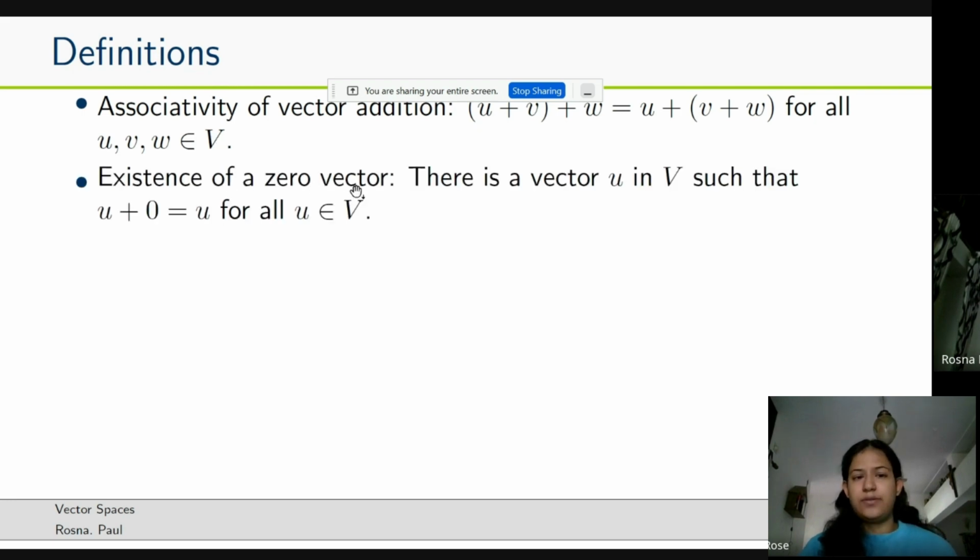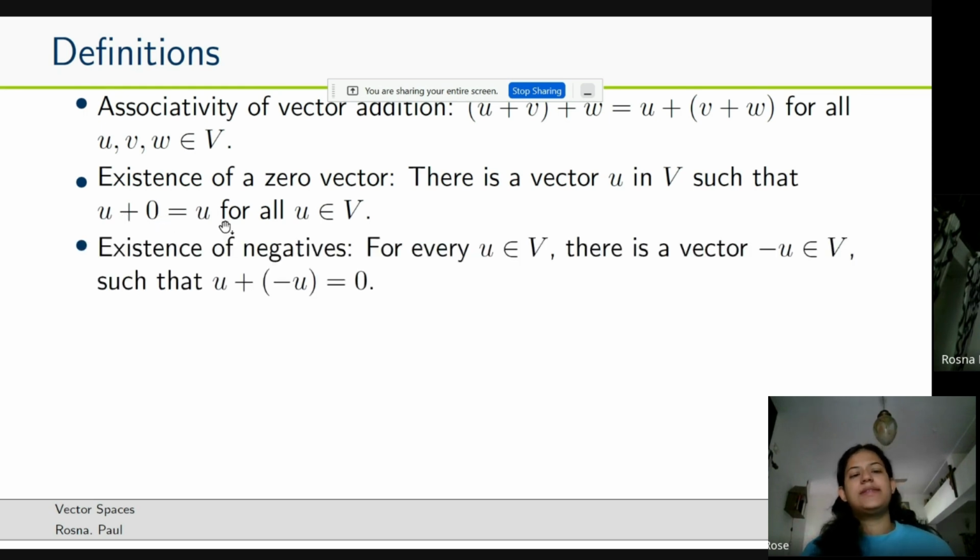And then there should exist a zero vector, as we mentioned in the field. Here the difference is that in the field, you are only dealing with the elements of the field, but here we have two things to remember. Some things are from our field and some things are from our vector space. So far I'm talking about the elements from the vector space. So the vector space should contain a zero vector, such that if you add any element from your vector space to the zero, it gives you the same vector.